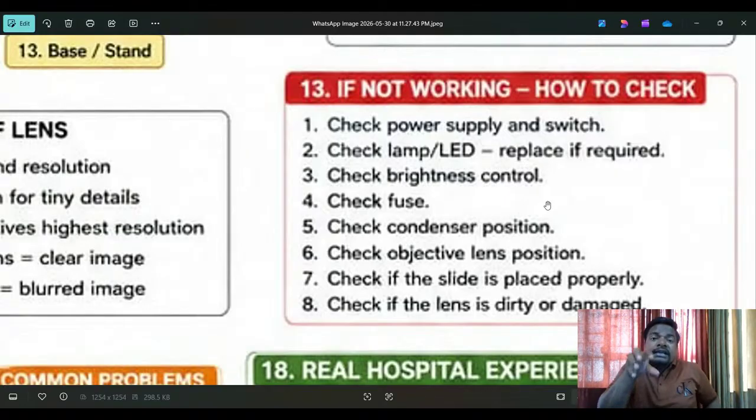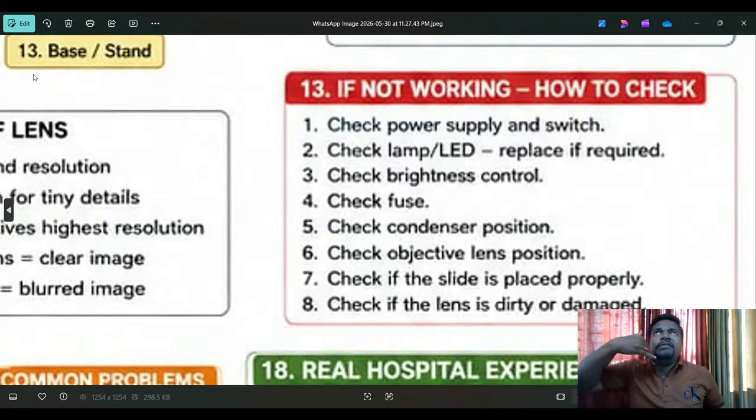Getting the confirmation, collecting the important information from the hospital, that is very, very important as a biomedical engineer. Any medical equipment, when you get a complaint, you should not immediately go to the hospital and attend to it. No, don't do it like that.